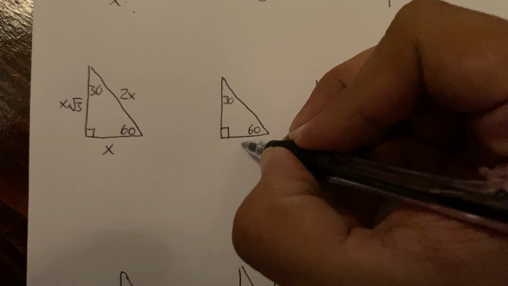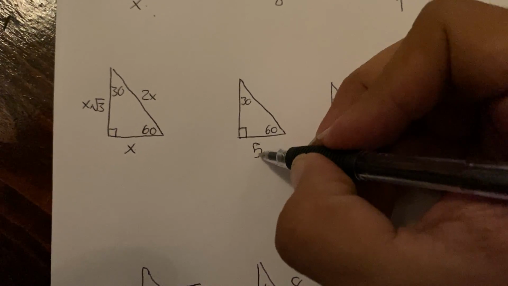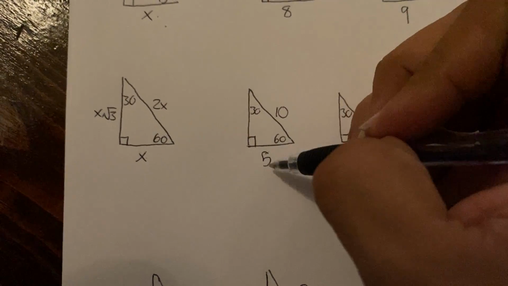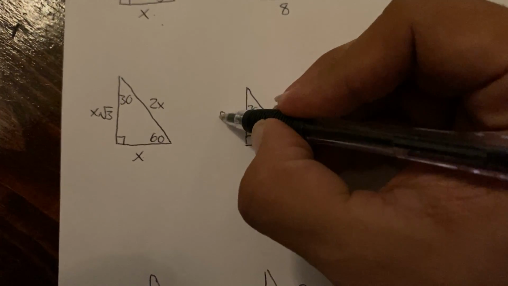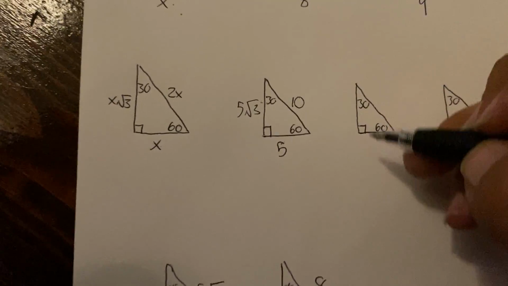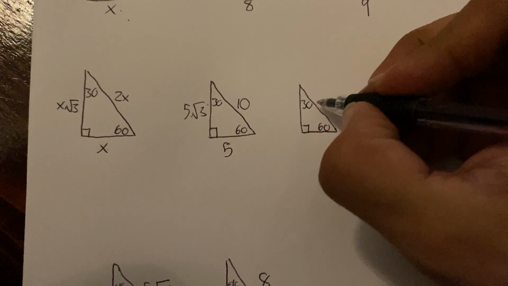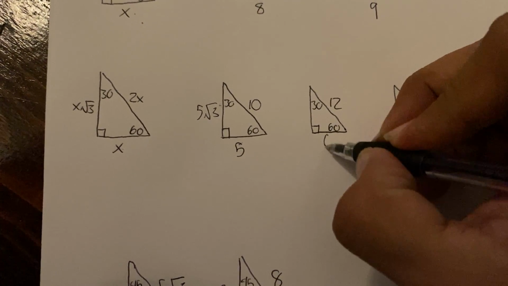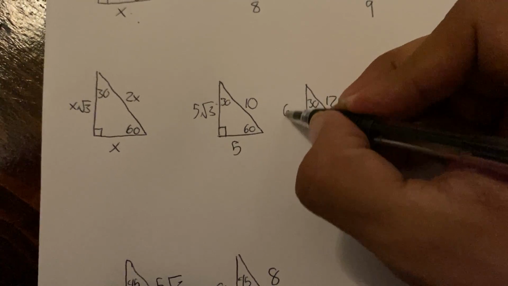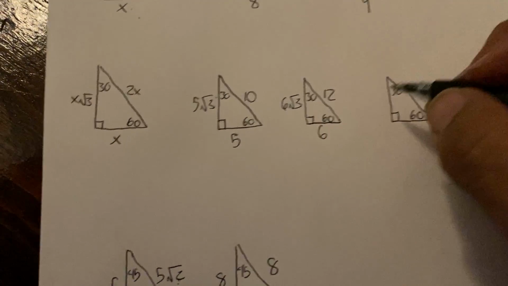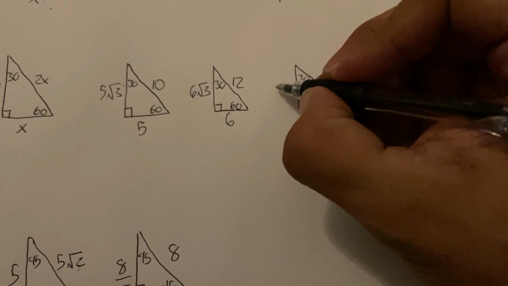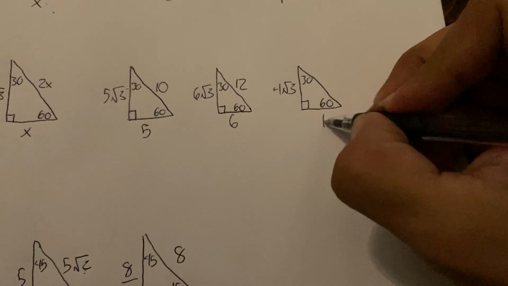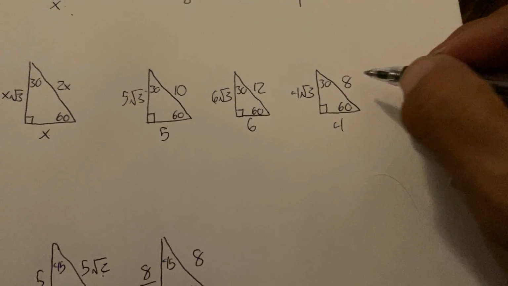So let's say this one is 5. So this one's 5. This side is going to be 10 because it's 2 x's. And then this one's going to be 5 square root of 3. If I get this one first and I say it's 12, if that's 12, then this one has to be 6, and this is going to be 6 square root of 3. And let's say they tell me this one, and tell me it's 4 square root of 3. That would mean that this one is 4, and that this one is 8.